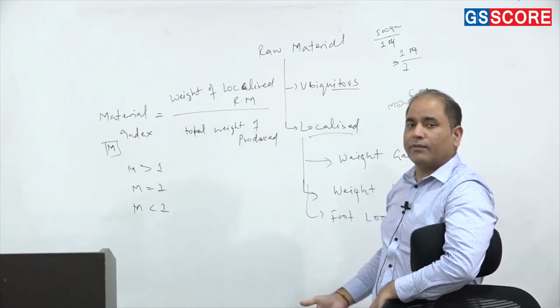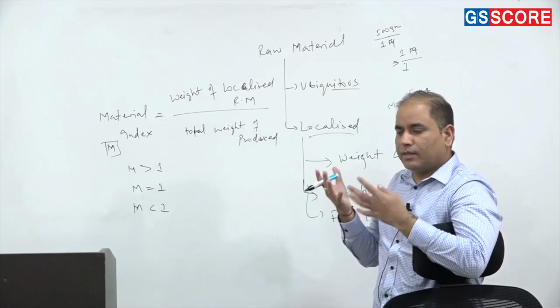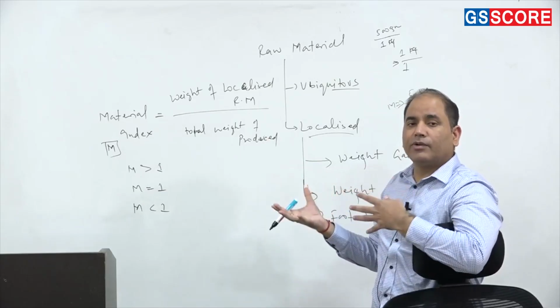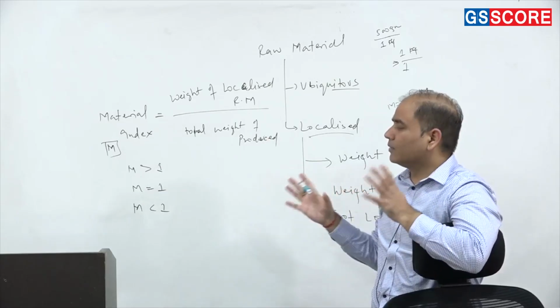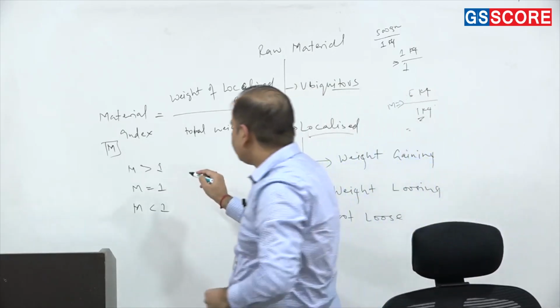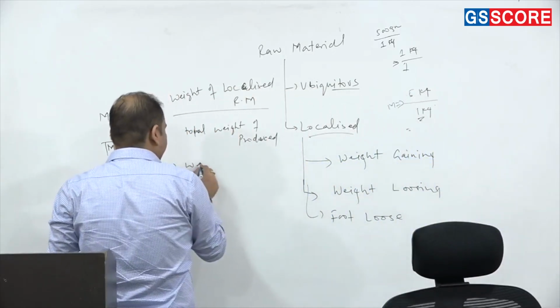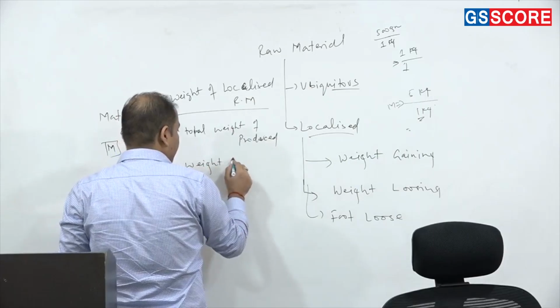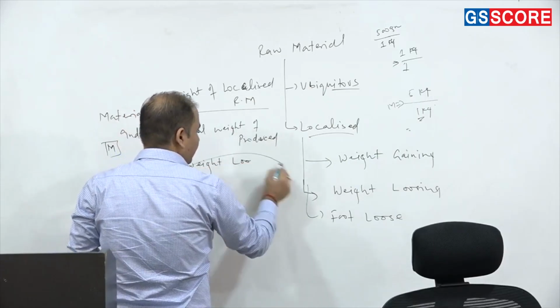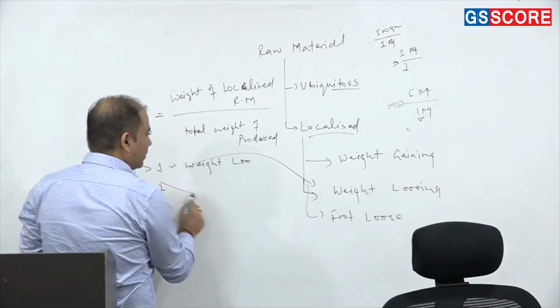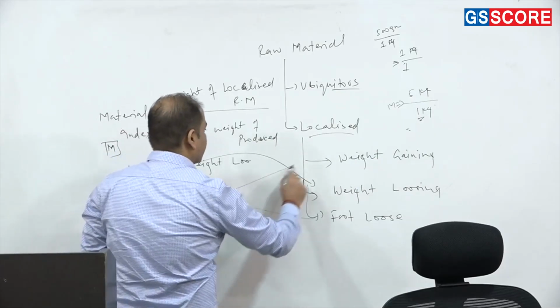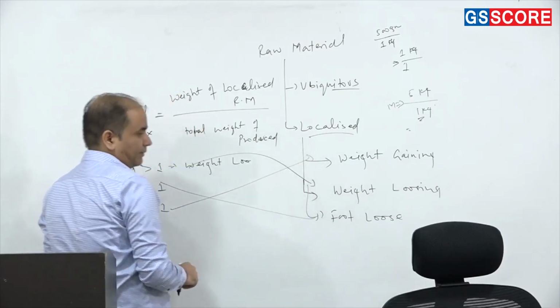And if you require the same amount of raw material as the amount of final goods you produce, that will be your 1. So, based on that, this is your weight losing, this will be your foot loose, and this is your weight gaining.